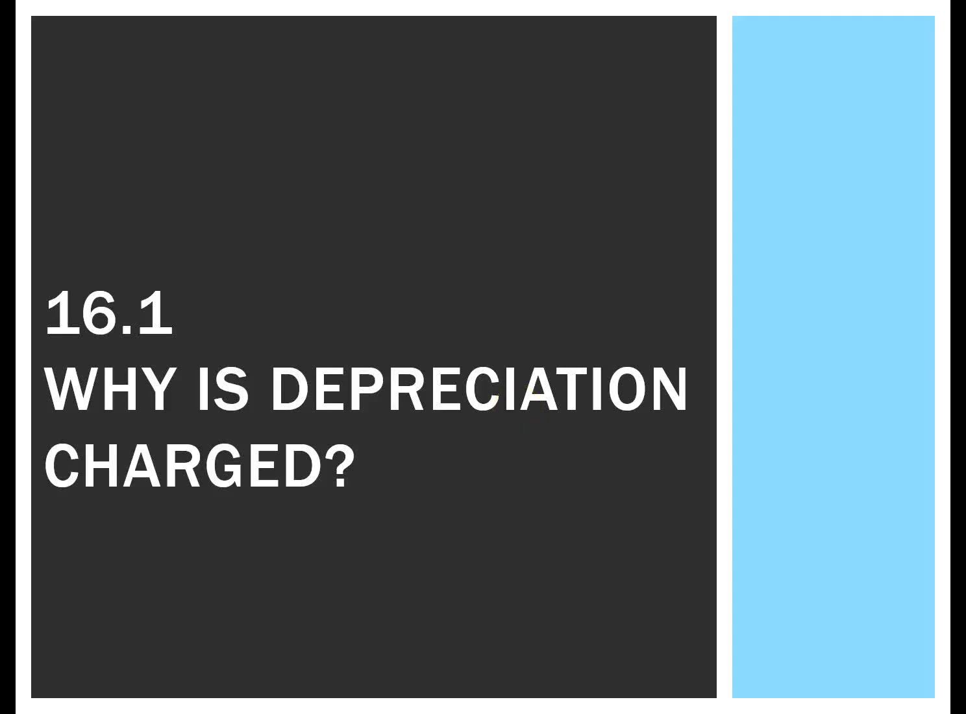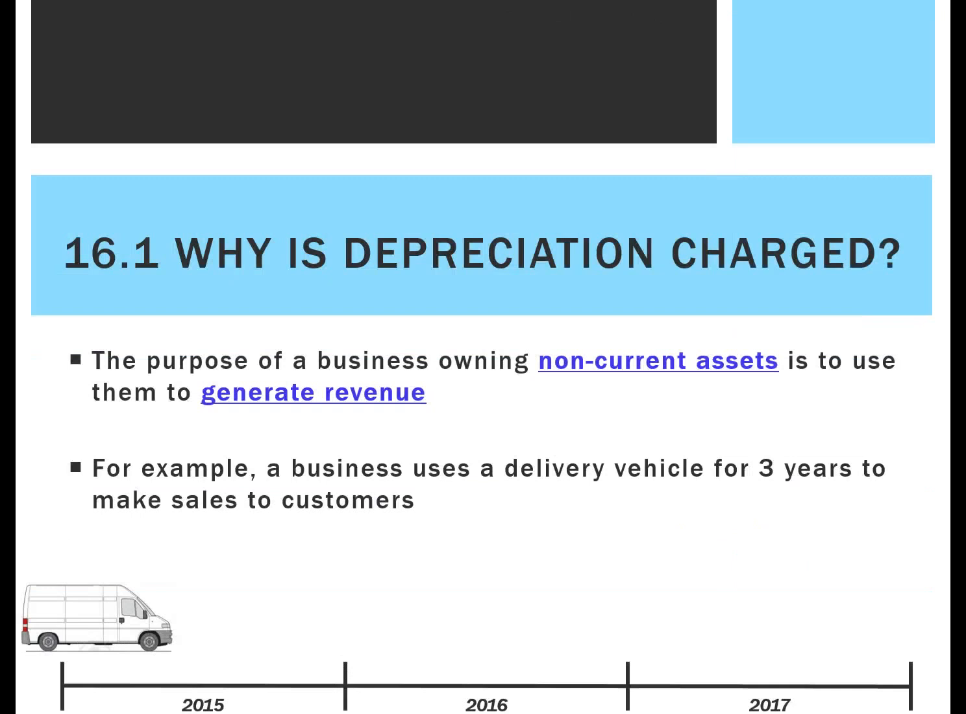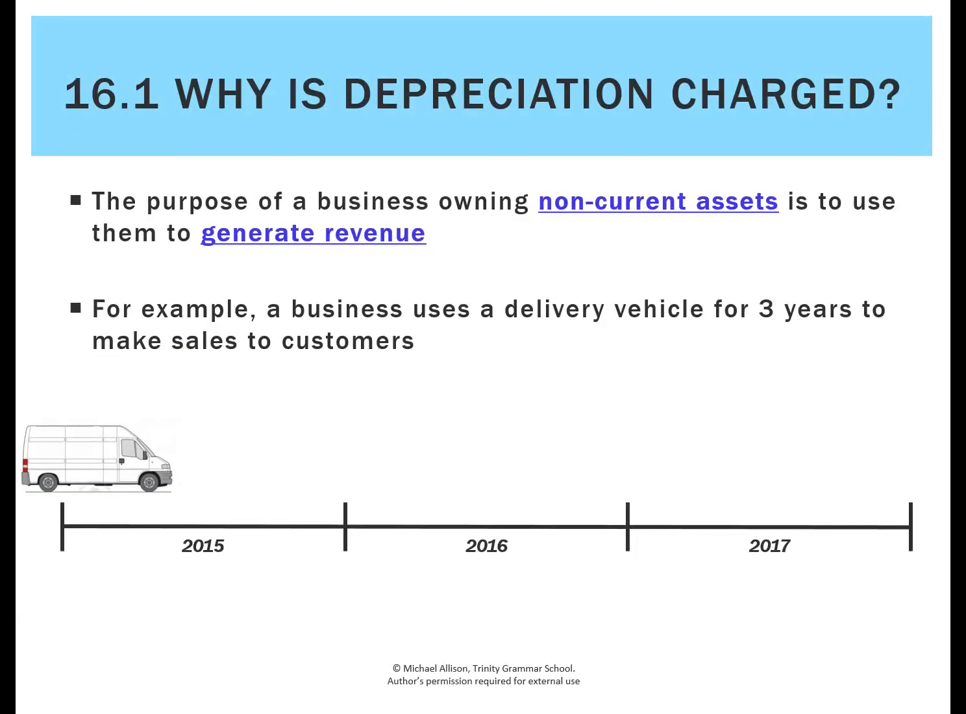Chapter 16 looks at depreciation, which is actually a topic in Unit 3. We're just going to change it a little bit, but let's go over what we already know. We know that the purpose of owning a non-current asset is to use it to generate revenue.